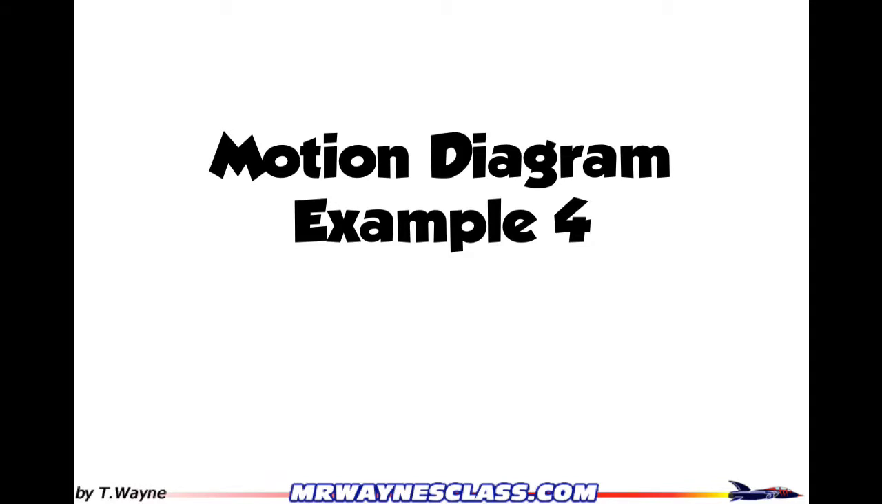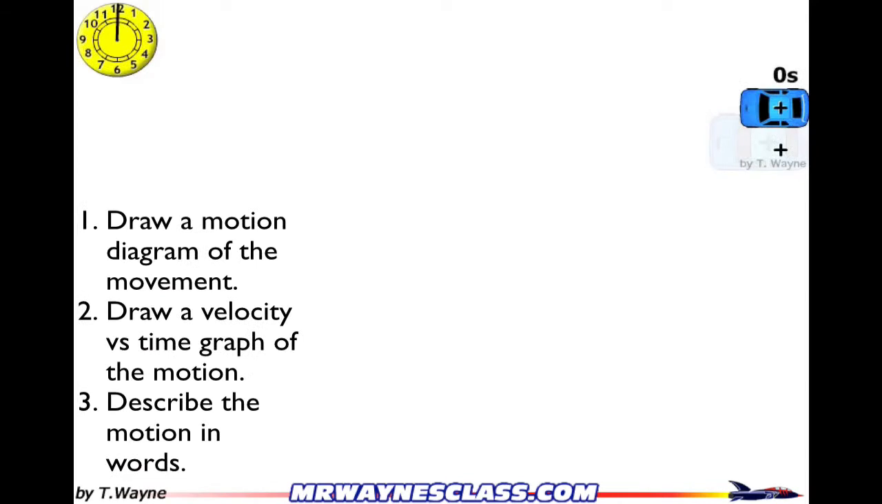This video is going to show you how to do a motion diagram, and it's example number 4. Okay, here's the car. It's going to go across the screen from right to left, and there are 3 questions I'm going to answer. I'm going to draw a motion diagram for the movement. I'm going to draw a velocity versus time graph for the motion, and describe the motion in words.